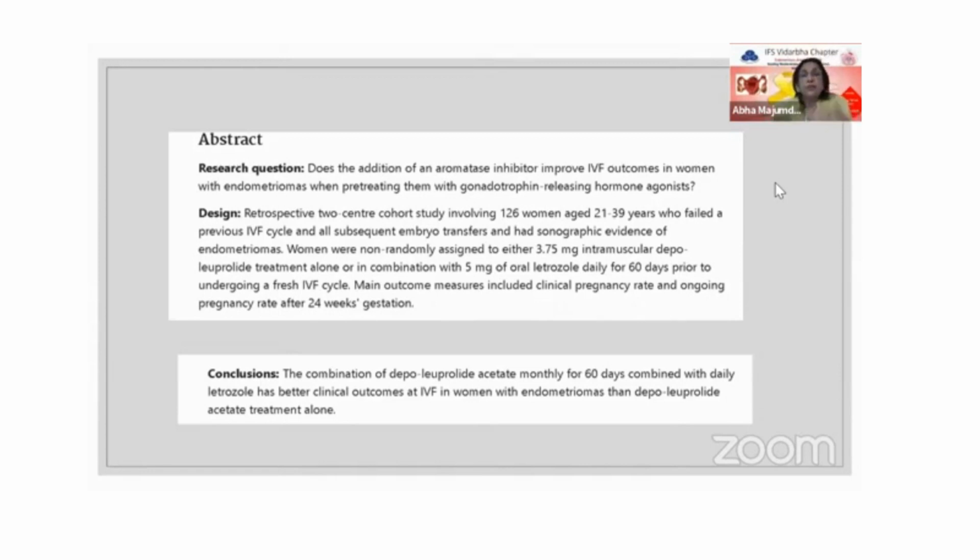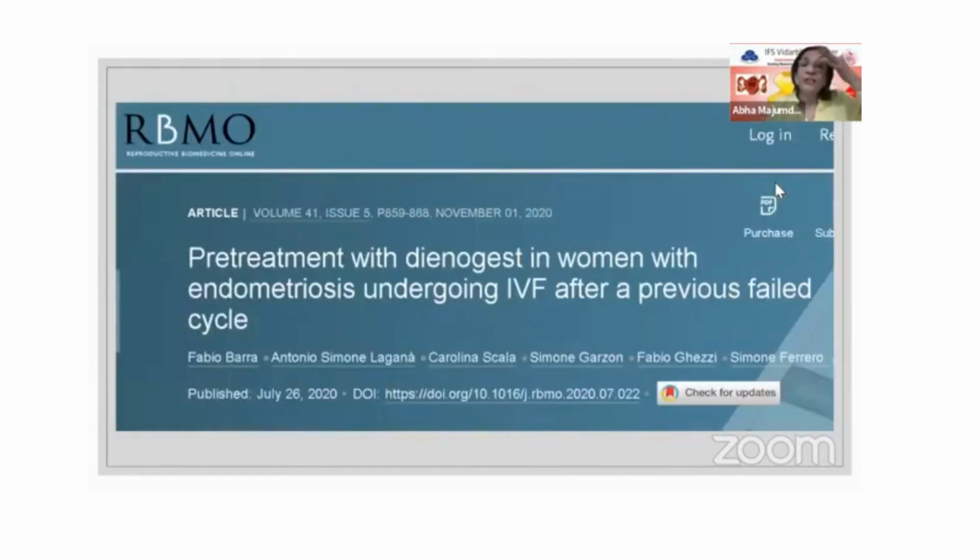So what we want to say is that 60 days of just depot preparations are not enough. 2 months, 3 months, they are not enough. We need to go up to 4 months or maybe even more. But if we can combine something which will further reduce the estrogen exposure to these endometriotic implants, something like an aromatase inhibitor in doses of 5 milligram oral letrozole daily for these 60 days, it will have more effect and might give us better results. Third drug was Dienogest.